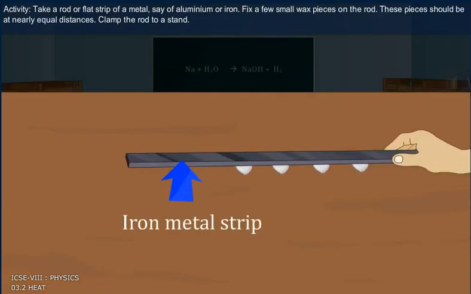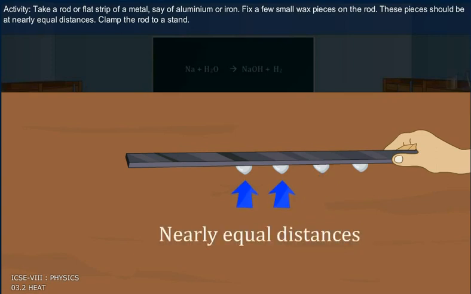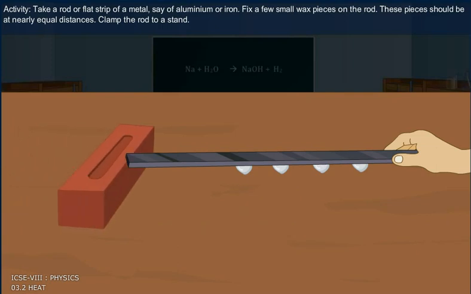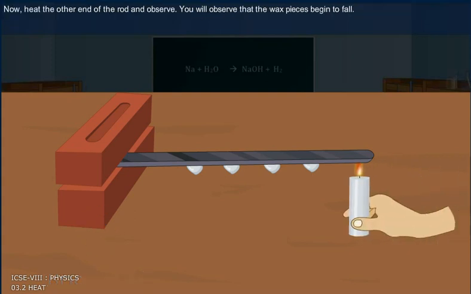Activity: take a rod or flat strip of a metal, say of aluminium or iron. Fix a few small wax pieces on the rod. These pieces should be at nearly equal distances. Clamp the rod to a stand. Now, heat the other end of the rod and observe. You will observe that the wax pieces begin to fall.